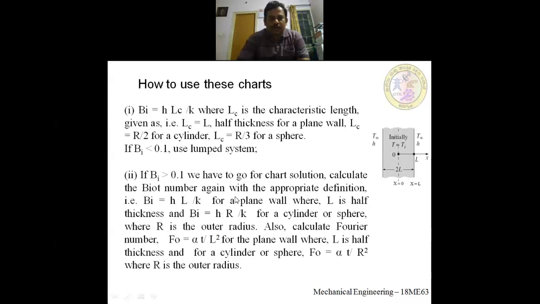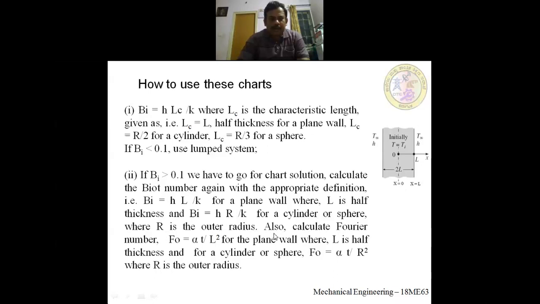So again, the Biot number is hL by k for a plane wall, where L is half of the thickness. Here, this is an important thing, you have to make a note. For cylinder and sphere, the Biot number is given by hR by k. Whether it is a cylinder or a sphere, R is taken, which is nothing but the outer radius. If it is a cylinder problem, we take the outer radius of the cylinder; if it is a sphere, the outer radius of the sphere.